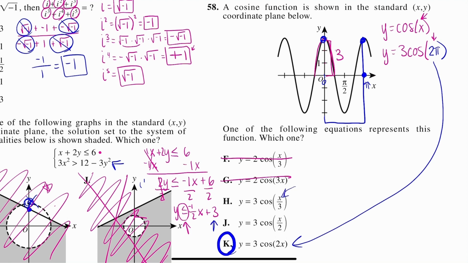Because this is not our period and this is not the correct period.